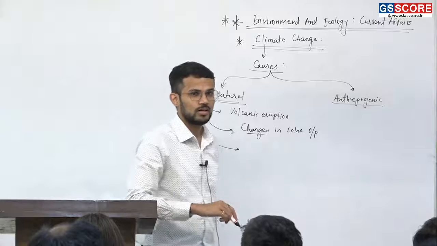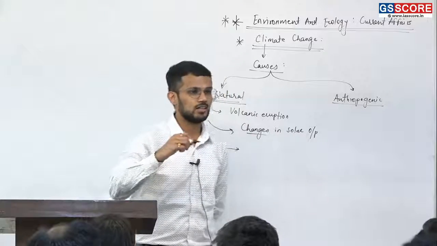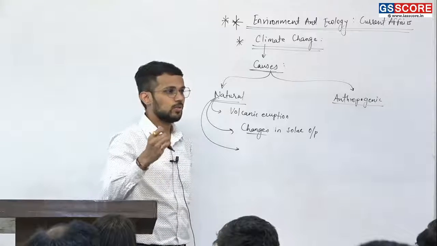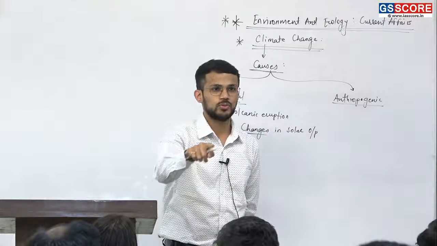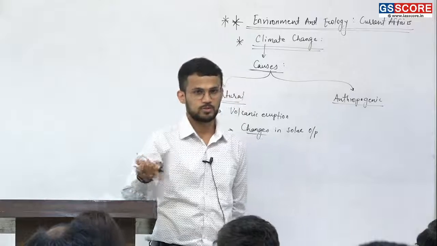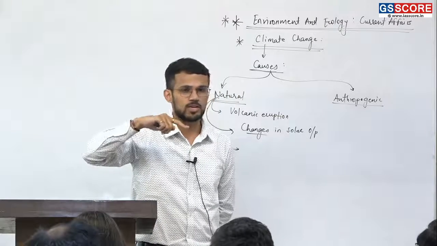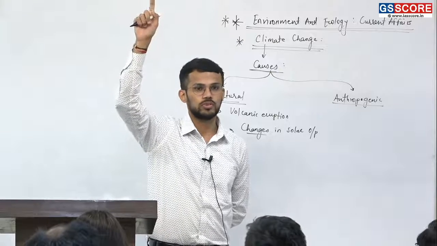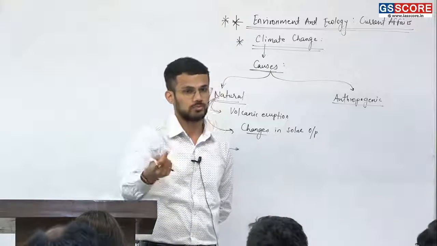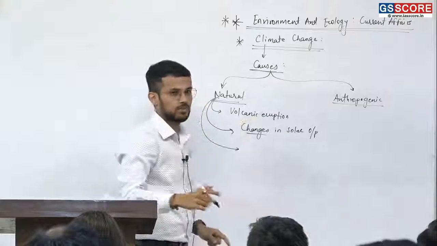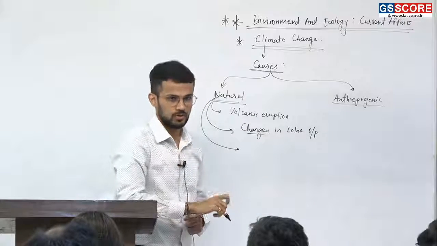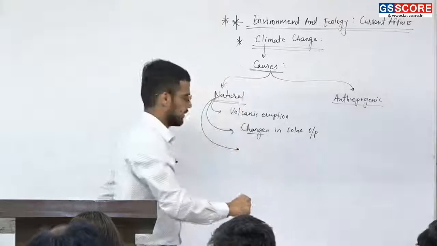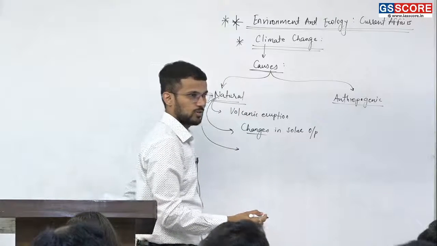Thinning of clouds. See, it is not a cause of climate change. We will be able to address climate change with the help of thinning of clouds, right? Because when we thin clouds, what happens? The terrestrial radiations which are trapped by clouds will move towards space, and that will have a cooling effect. So, it is not a cause of climate change, it is a kind of solution, right? And it is called geoengineering. Fine. Next cause of climate change.